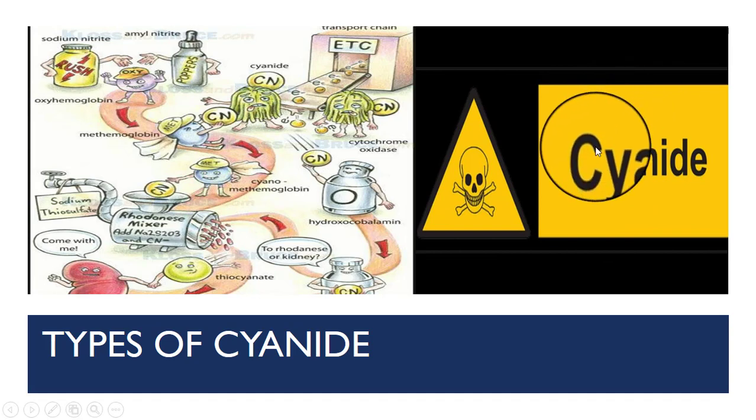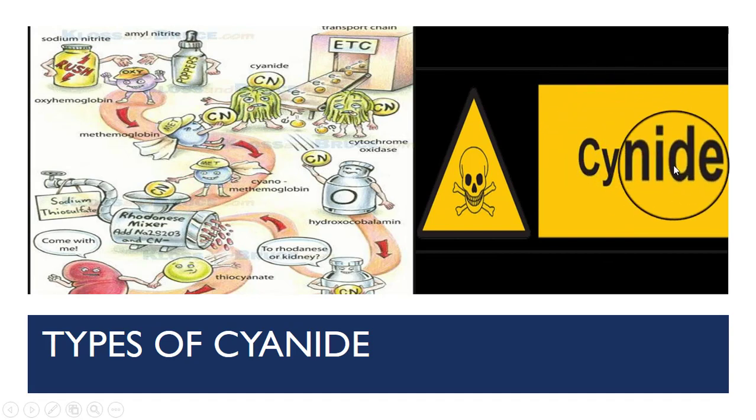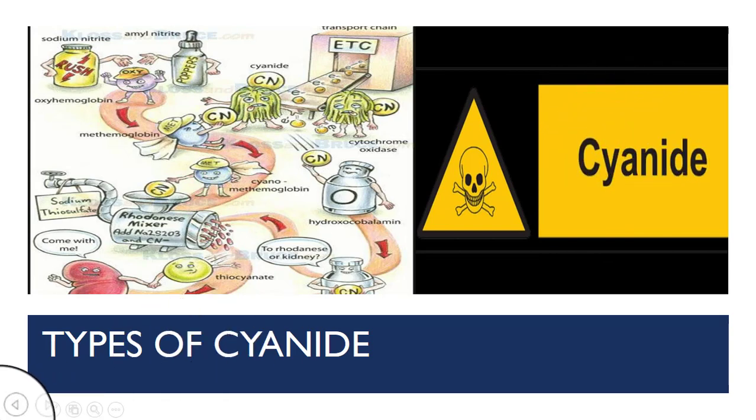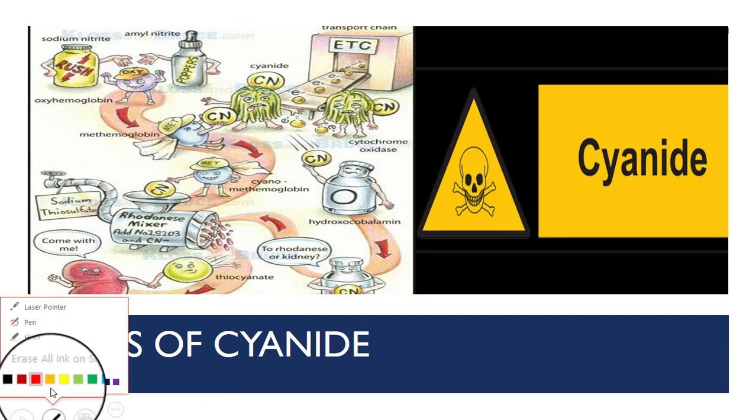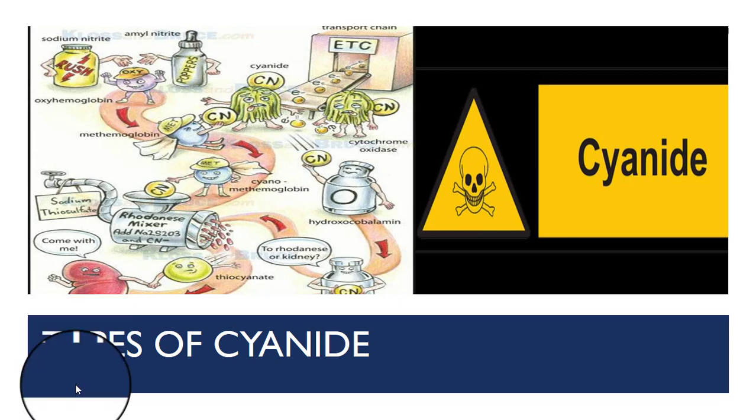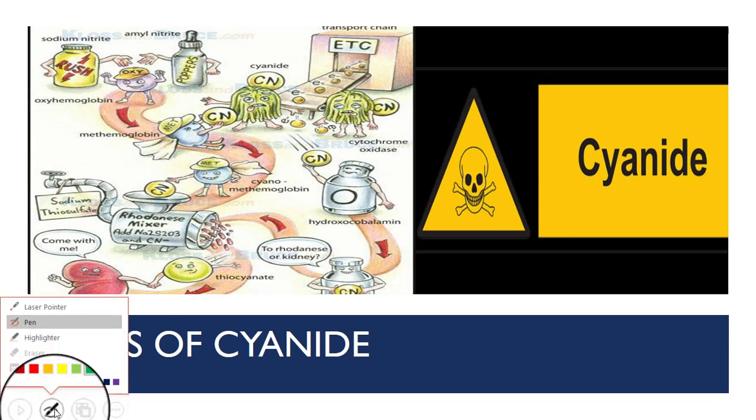So if the condition remains undiagnosed and untreated, it can lead to slow, irregular heart rate, reduced body temperature, blue lips, face and extremities, coma, and finally death. This was all about the two different types of cyanide poisoning.